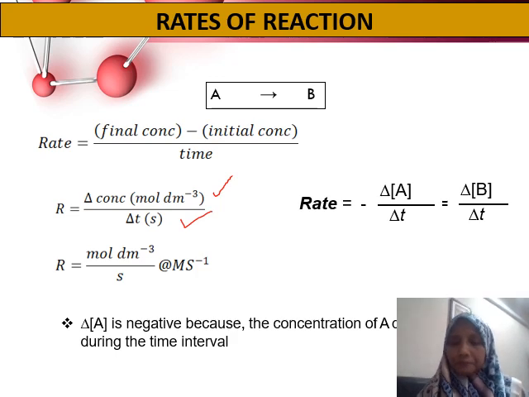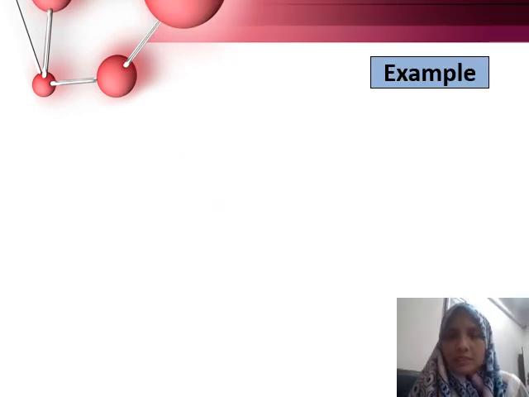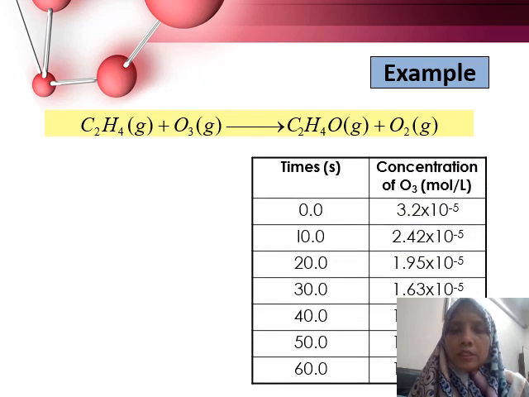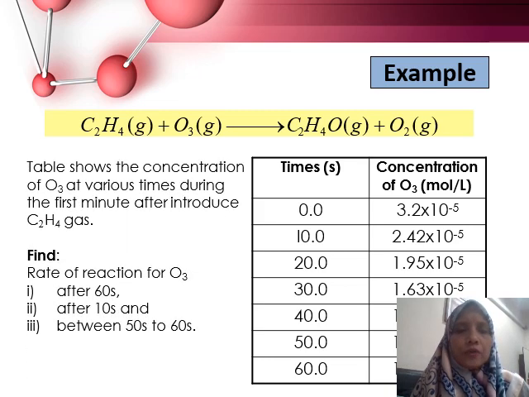Okay, right. In this example, we're going to see C2H4 reacting with O3 to produce C2H4O plus oxygen, where you are given time from 0 seconds to 60 seconds and concentration as follows for O3, ozone. The question asks you to find the rate of the reaction for O3: number 1, after 60 seconds; number 2, after 10 seconds; and number 3, between 50 seconds and 60 seconds.